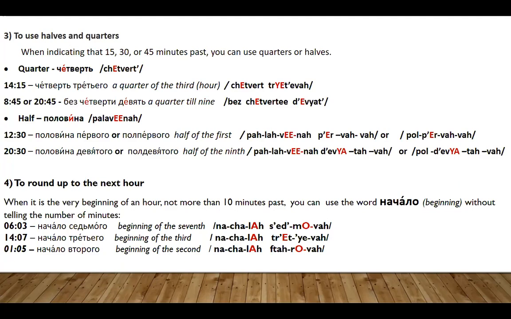So an expression like 14:15, a quarter of the third hour, we can say as четверть третьего. We use this quarter that is after 2 o'clock, and we mention the hour that will be next, not the previous. So we'll say четверть третьего because it's already past 2 o'clock. That's why we use quarter of the third hour. Четверть третьего.